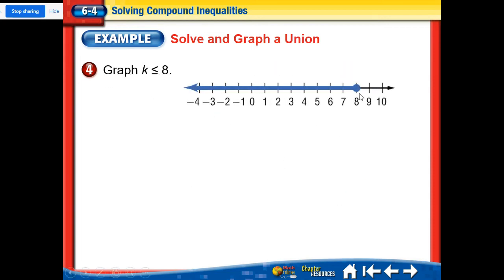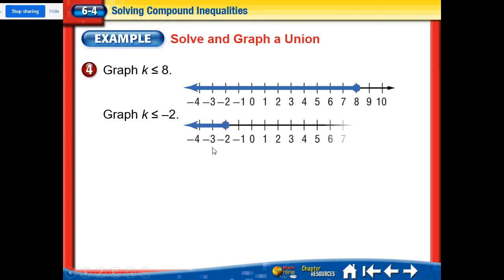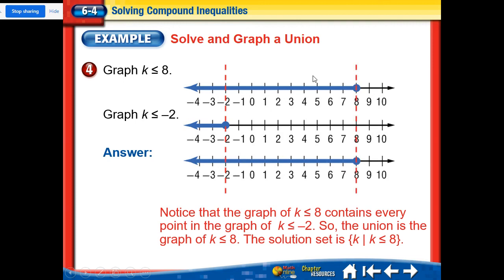k is less than or equal to 8 is a closed circle here going this way. And less than or equal to negative 2 is closed here going this way. Now, we're going to have our different groups here, 1, 2, and 3. Now remember, an OR will always have 2 sections filled in. This section over here has no answers, so we're not filling that in. This one here does, so we get that filled in, and this one has both, so that gets filled in.